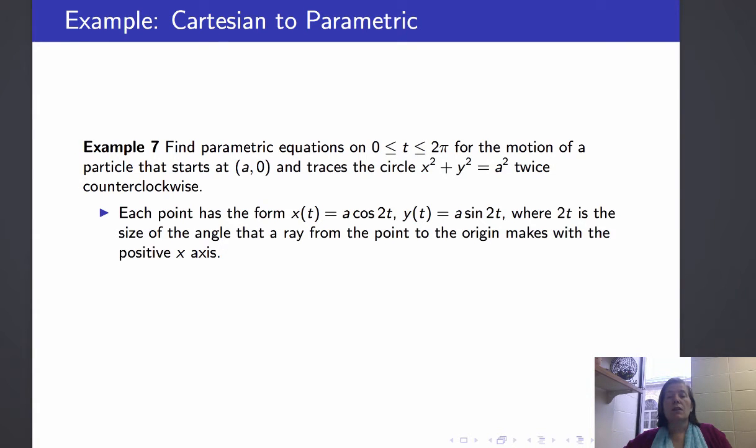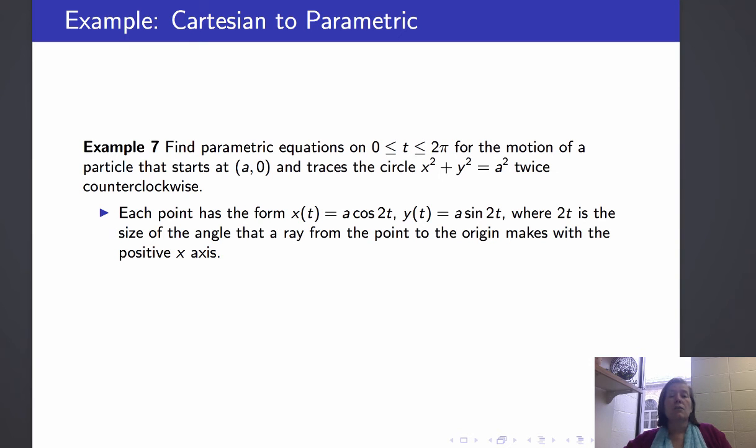Each point on the circle of radius a here has coordinates x equals a times cosine of the angle that a ray from the point to the origin makes with the positive x-axis, and the y value is a times sine of that angle. And if I let x of t equals a times cosine t and y of t equals a times sine t, then this particle will just move around the circle exactly once in an anti-clockwise direction.